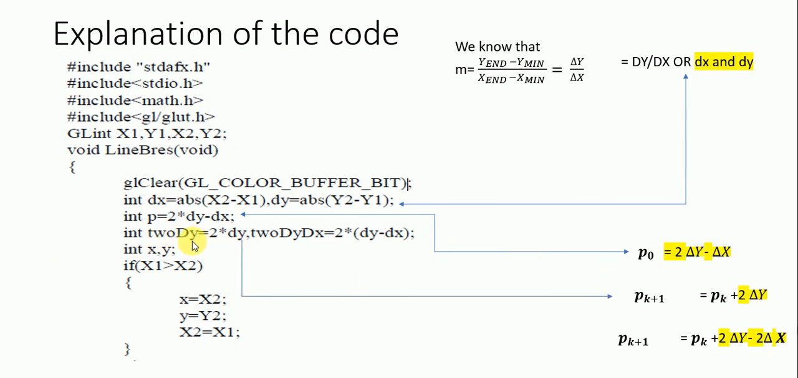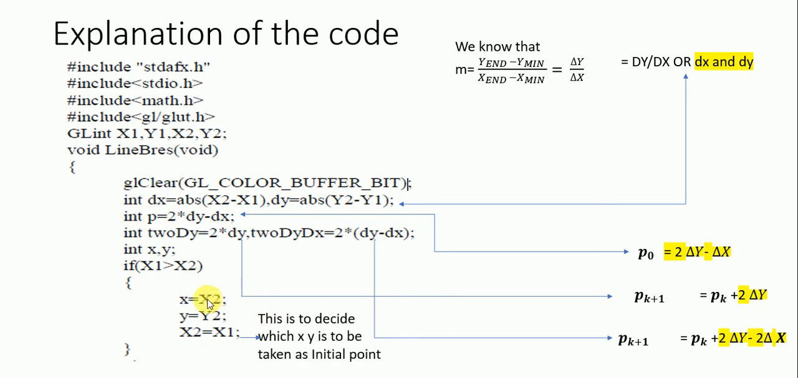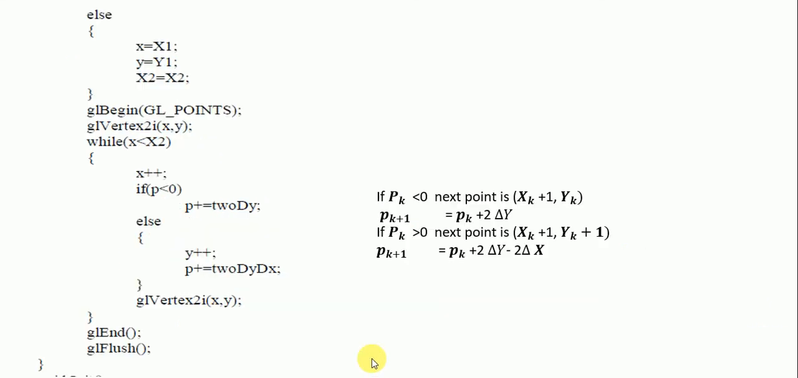Then 2 dy is used in p of k plus 1. So 2 into delta y, and pk we have already known. For both values we have the same constant pk, and we need to calculate this 2 into delta y. So 2 dy is calculated in this part of the code, and 2 into dy minus dx is this part of the code. You calculate it here and substitute this value. And this decides which x, y is to be taken as the initial point. And the next one, here we plot the initial point.